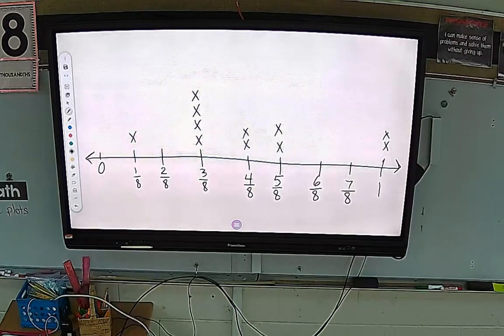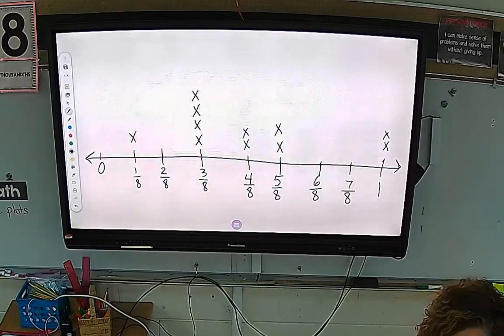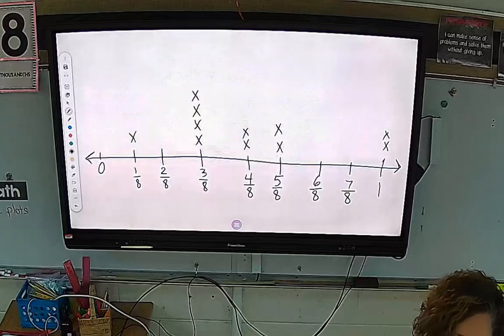So, let me just show you what we're headed towards, in the way that our book wants us to handle this. On one page, they're going to give us the information. Now, look, this is a chart with information. It's not on a line plot yet, is it? It's in a chart. Now, you can take this information and make a line plot with it.